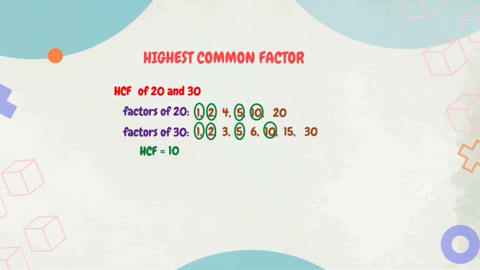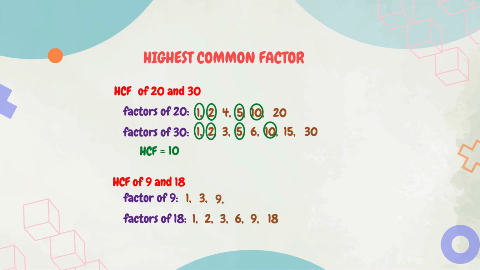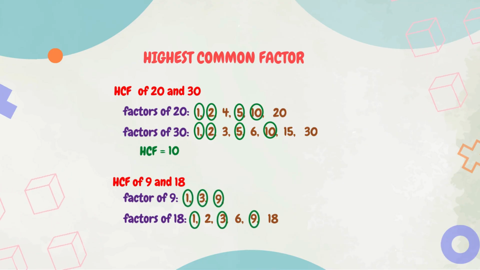The last example, let's find the highest common factor of 9 and 18. The factors of 9 are 1, 3, and 9, and the factors of 18 are 1, 2, 3, 6, 9, and 18. The common factors are 1, 3, and 9, and the largest factor is 9. So the highest common factor of 9 and 18 is 9.